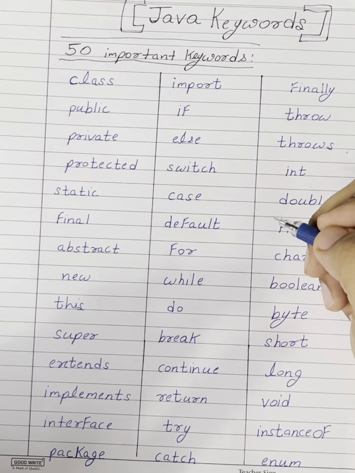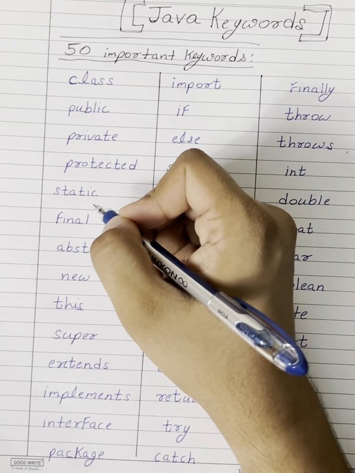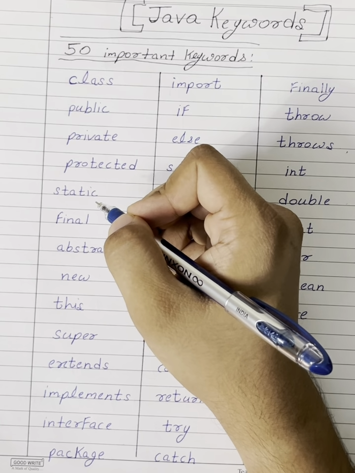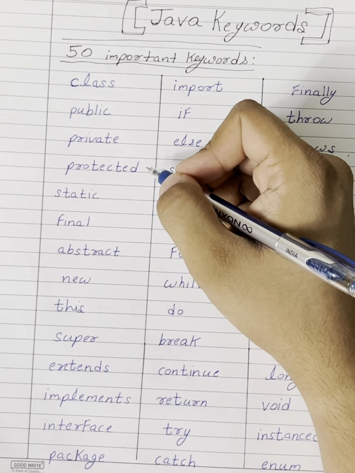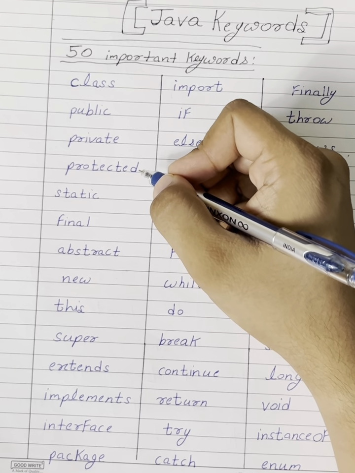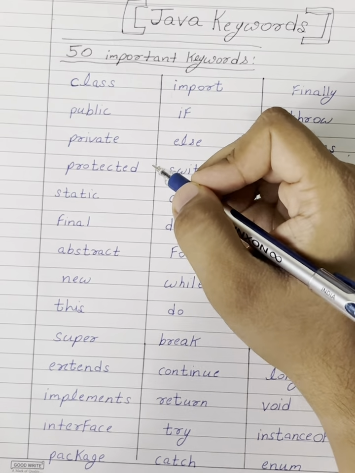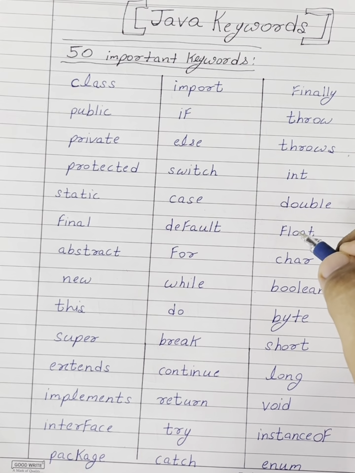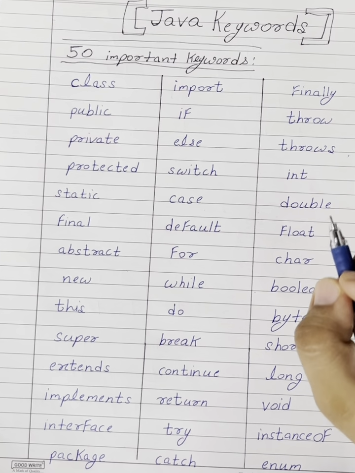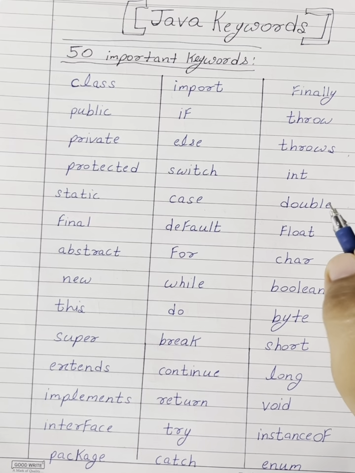So remember that. Next is the protected keyword. So guys, this keyword is also an access modifier that allows the members to be accessed within the same package and also by subclasses located in different packages through inheritance, and it also provides more accessibility than private but less than the public modifier.